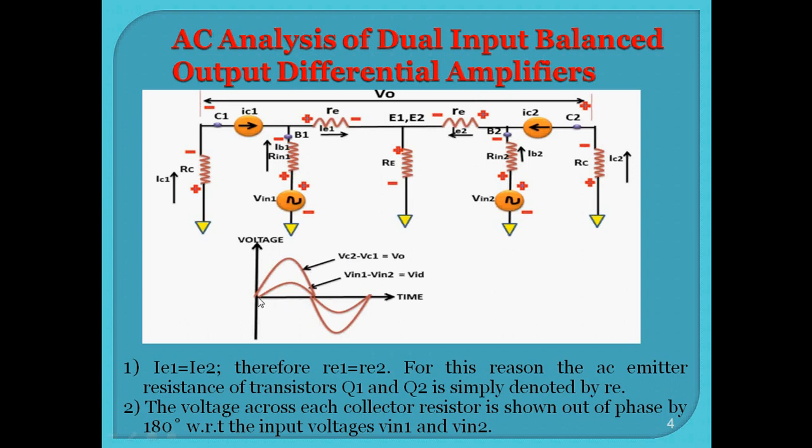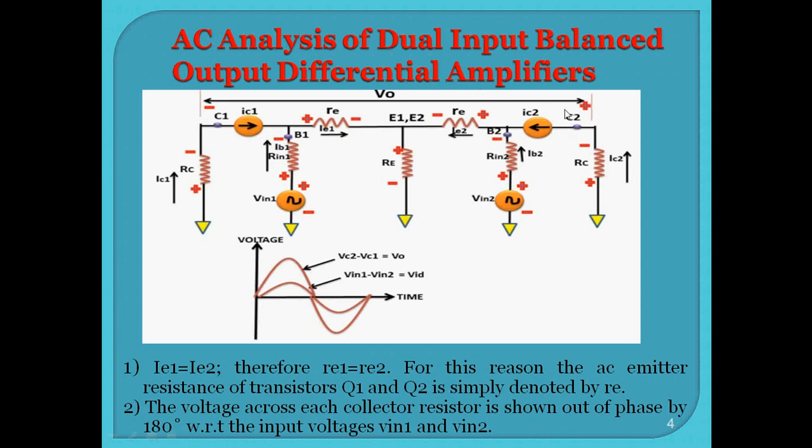Now suppose that we are providing some input voltage Vin. This input signal is your differential input, Vin1 minus Vin2. The output voltage we can obtain here is nothing but the difference between the voltage at collector C2, Vc2, minus the voltage at collector C1, Vc1. So the output voltage has the polarity given as plus and minus.